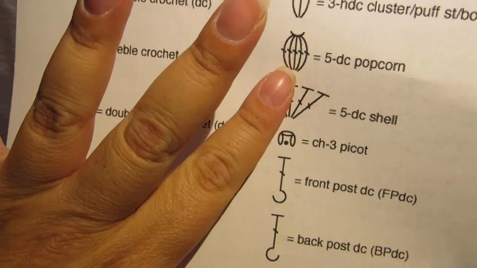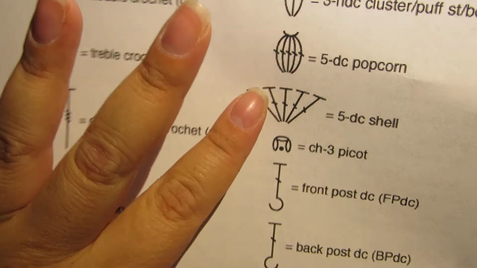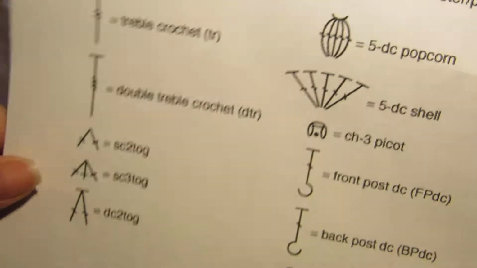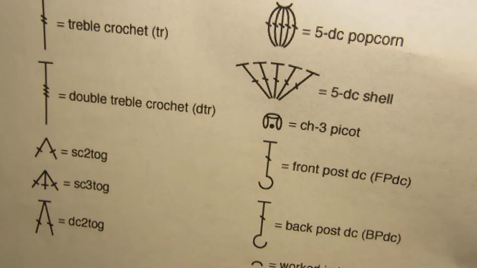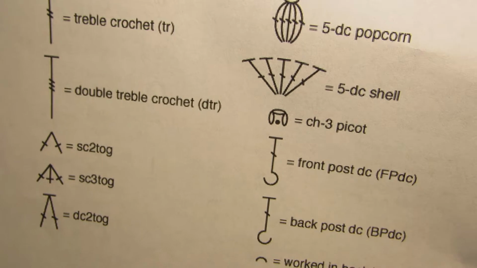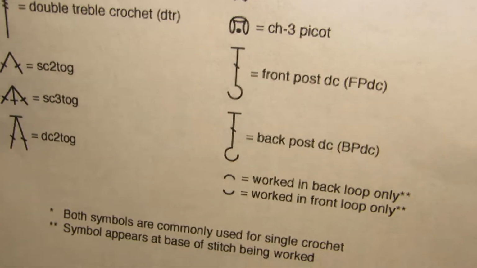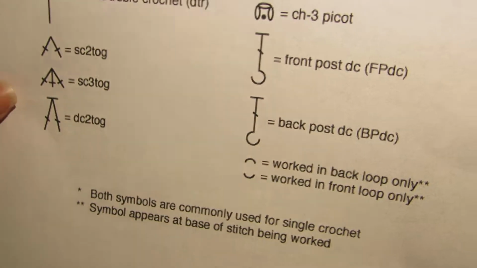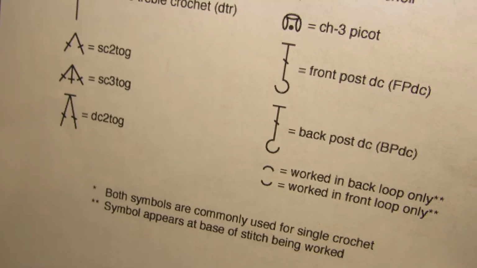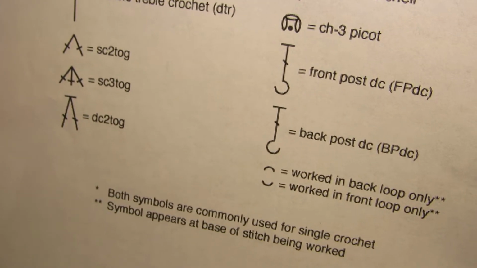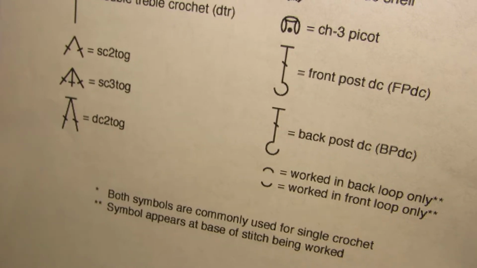Shells are just pretty much an increase. So an increase is usually just 2, but a 5 double crochet shell is an increase of 5 stitches. The 3 chain picot will also need to be pretty much laid out for you in your pattern. I've seen 2 chains and 5 chain picots, I believe. Front post and back post double crochet aren't very common. You can either give it a rib texture, or it could give it more of a dimensional look.